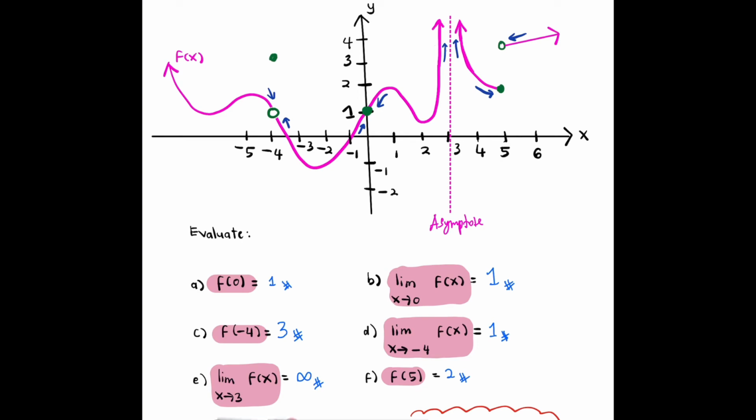Now for part F, question asks us for f(5). So let's see, this is the point x equal to 5. So f(5), this is the point, this is equal to 2.